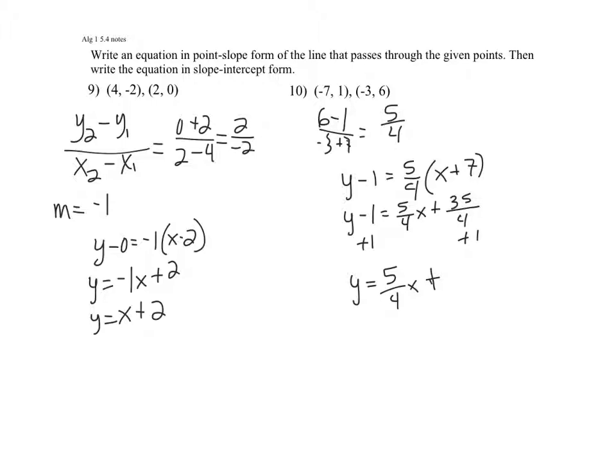Boy, sometimes my pen doesn't work. 5/4 x plus 35/4 plus 4/4, which is equal to 1. All right, so my final answer is going to be y is equal to 5/4 x plus 39/4. See, I told you guys could handle that.